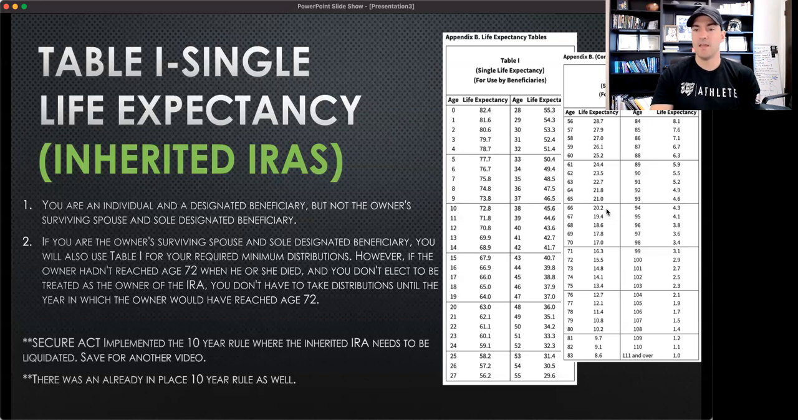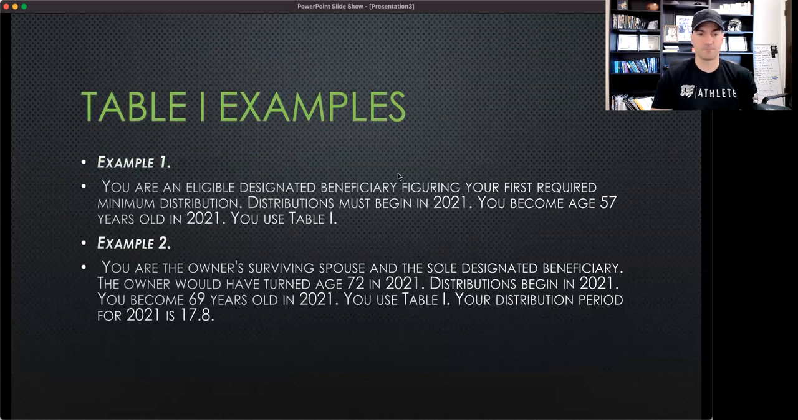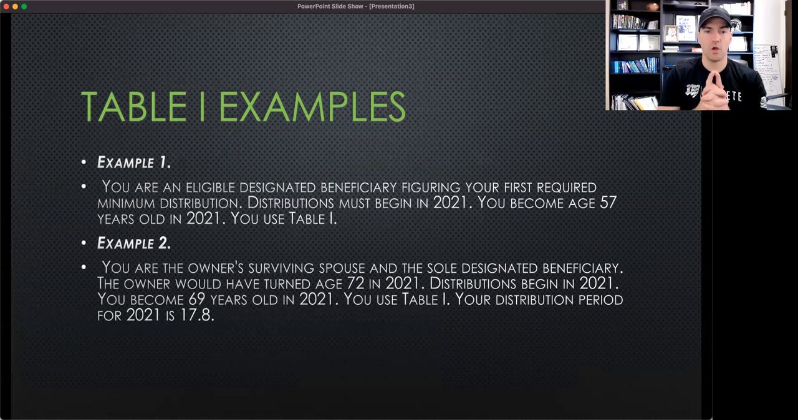So you might want to look that up. If you're using the tables, these are just screenshots taken from Appendix B, Publication 590. It is a lot of ages, starting at age 0, the life expectancy, all the way to age 83 and what the life expectancy would be. These are the life expectancy numbers, the divisors that you would use in our calculation to divide the year-end balance by. Cool? Cool. Table 1 examples. You're an eligible designated beneficiary figuring your first required minimum distribution.